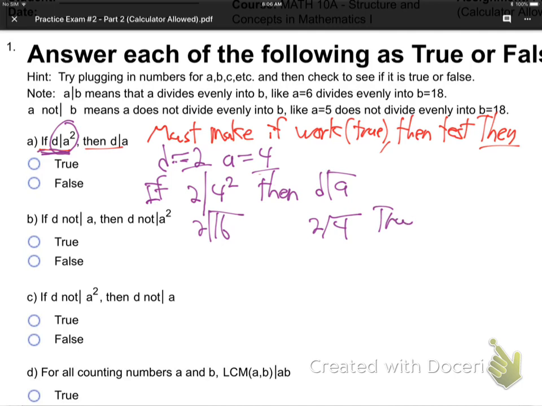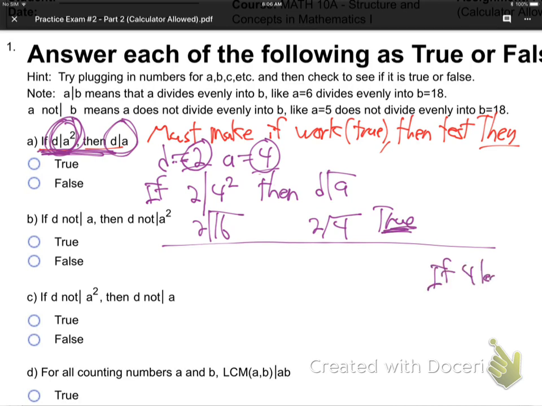That's true. Now, careful. This statement actually is false. Now, I've probably just confused you. Why? 2 goes into 4. That's true. Yeah, it's true for these numbers. It's true for D=2, A=4. But when they make this statement, if D goes into A squared, then it goes into A, they're saying it's true always. For every D and A, for every D that goes into A squared, it'll always go into A. That's what they're saying. Just like if I said, if it has 4 legs, then it's a dog.